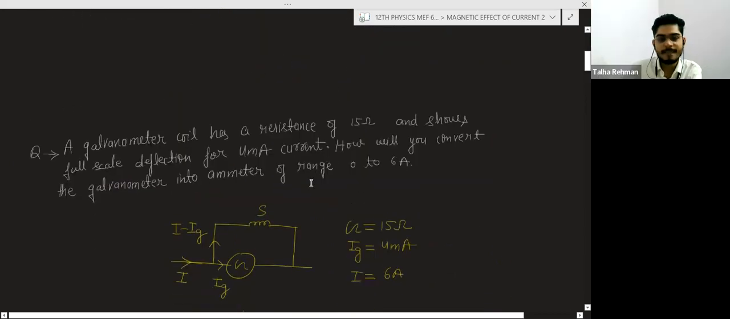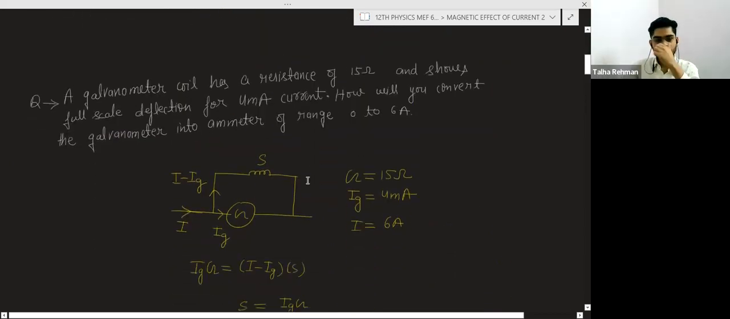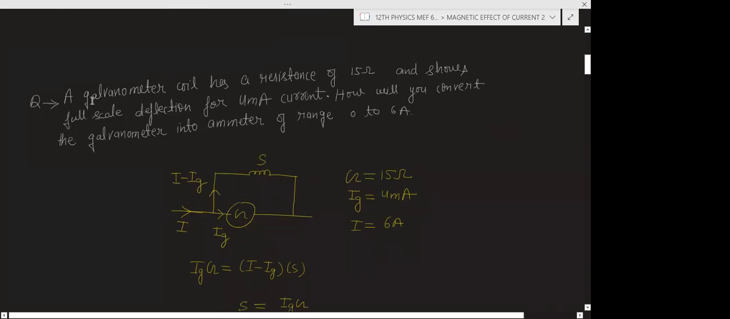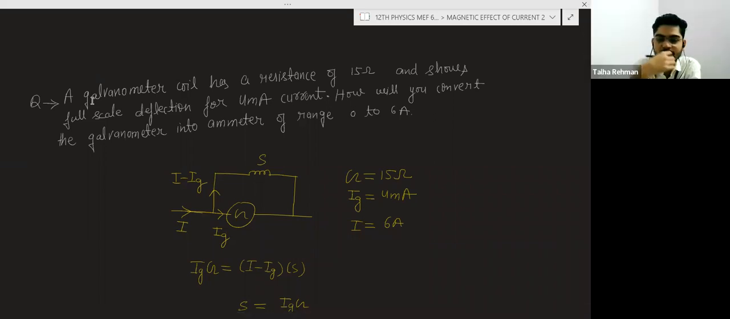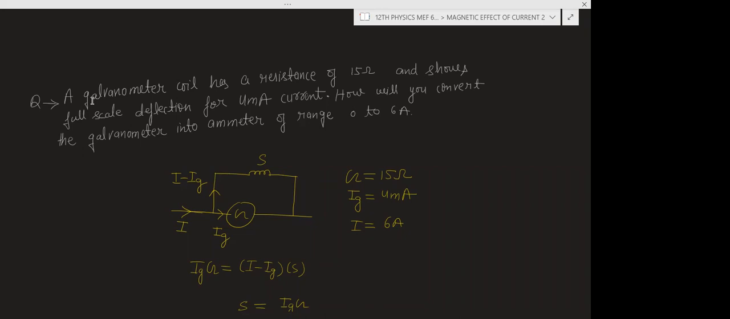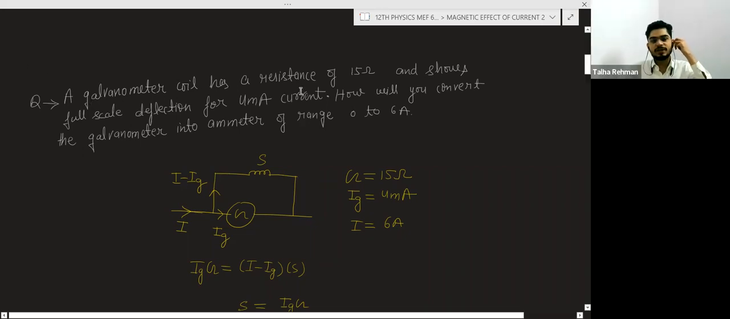So, see here, we are saying a galvanometer coil has a resistance of 15 ohm. I have told you, in a galvanometer there is a rectangular coil having n number of turns. That is the interior of the galvanometer. Means G is given. I have told you G is the resistance of the galvanometer, capital G.